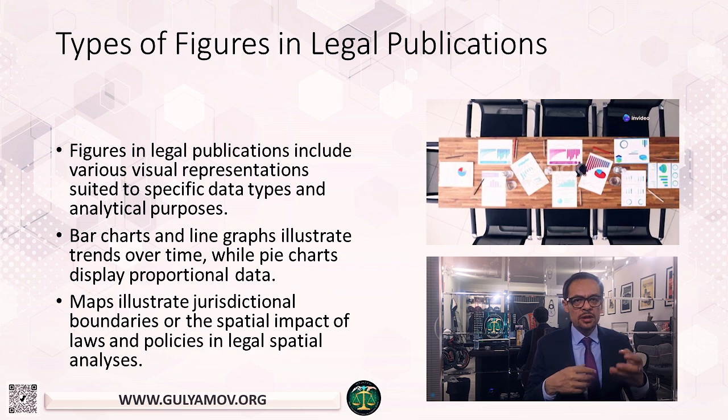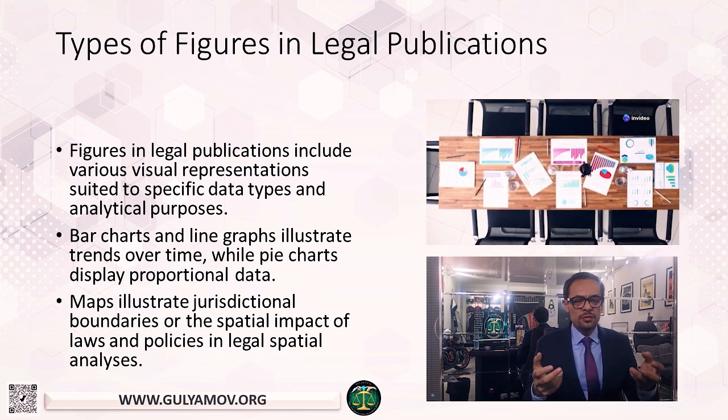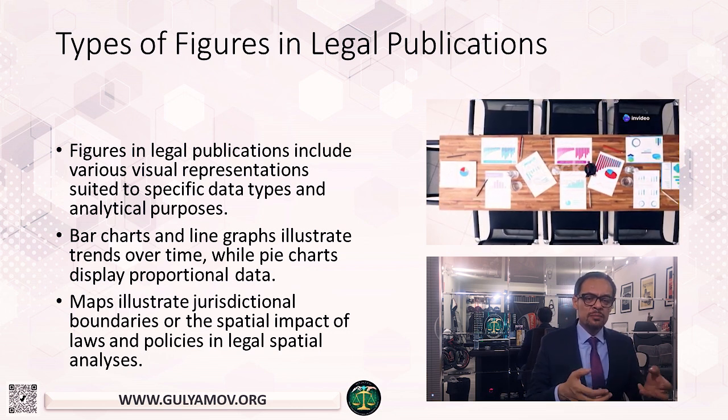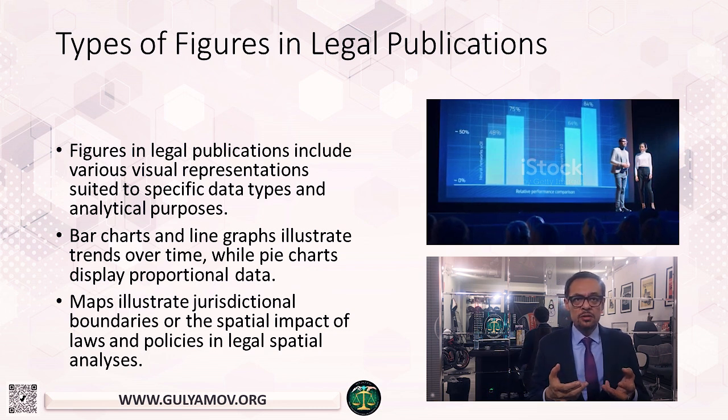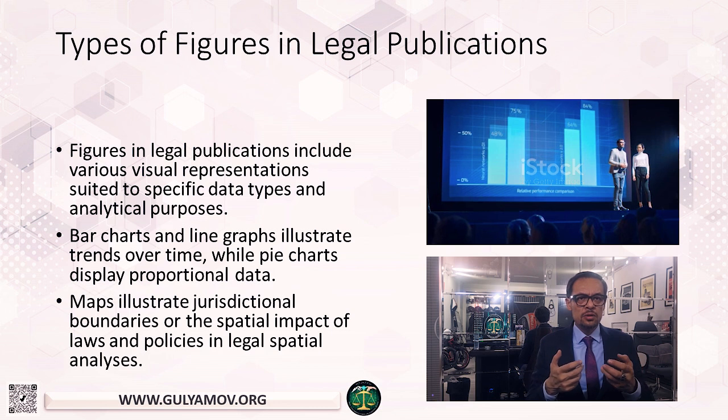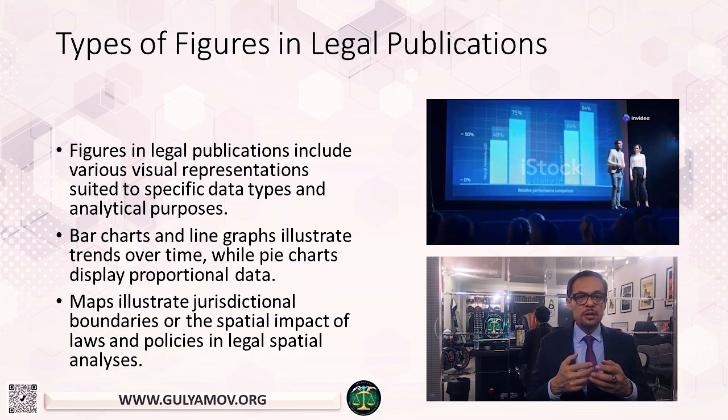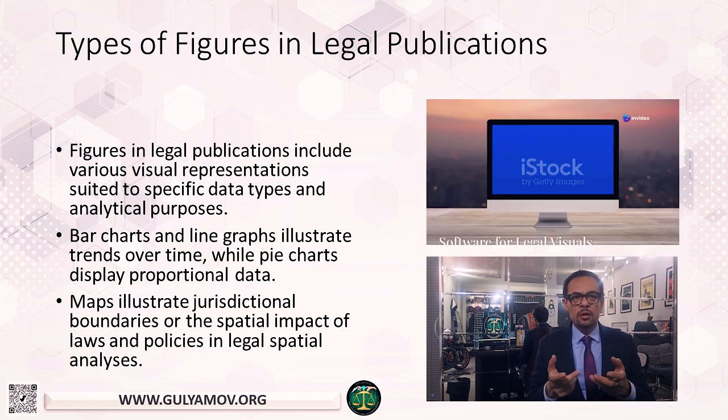Types of figures in legal publications. Figures in legal publications include various visual representations suited to specific data types and analytical purposes. Bar charts and line graphs illustrate trends over time, while pie charts display proportional data. Scatter plots demonstrate correlations in empirical studies. Color usage should be deliberate and meaningful, enhancing data presentation while remaining interpretable in grayscale.